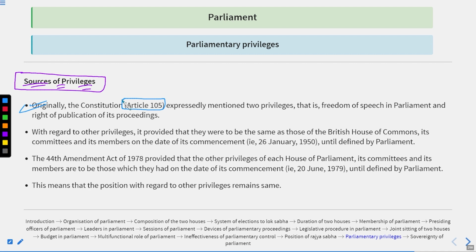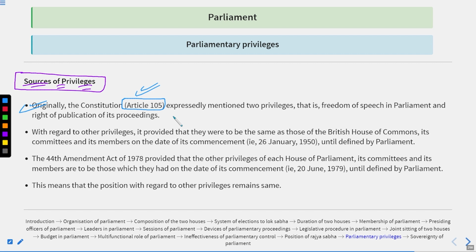Again, the question could be changed. Sources of privileges are guaranteed by, or you can say are empowered by, which article? Options are Article 112, Article 110, Article 105, Article 368. So if we have cleared the concept in the mind very well, then we will mark the correct answer. That will be Article 105.